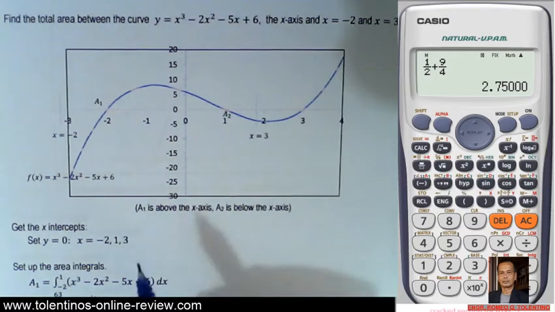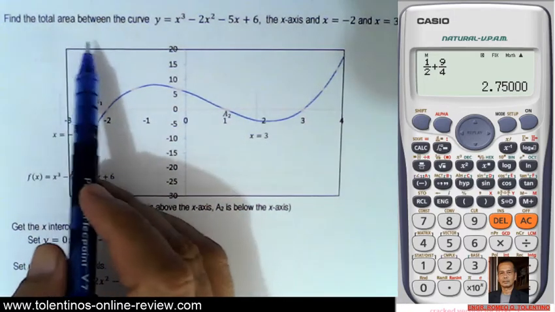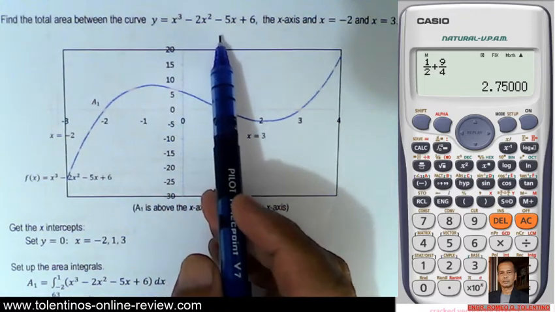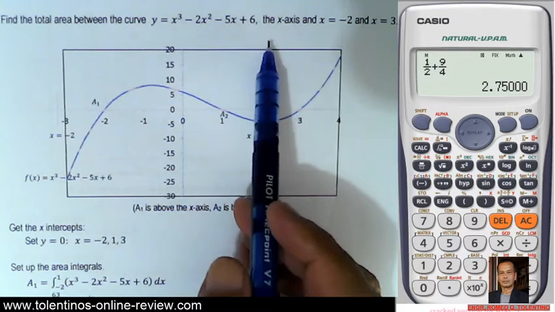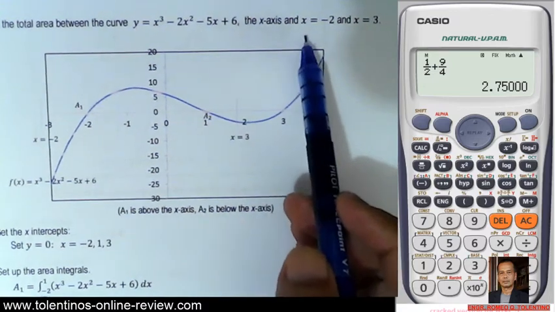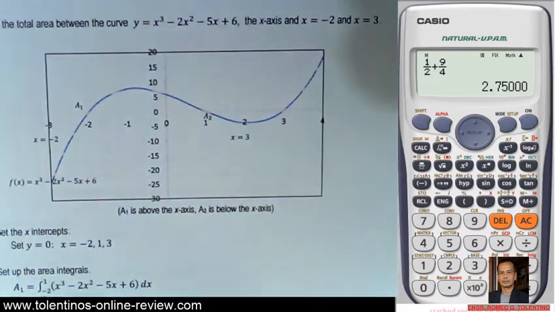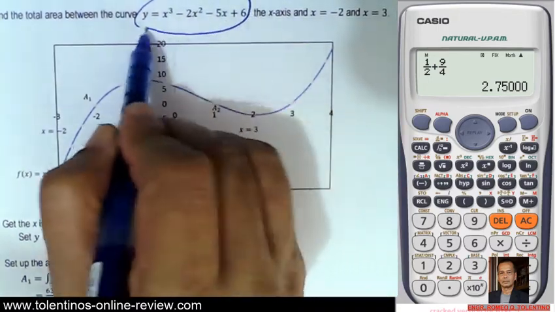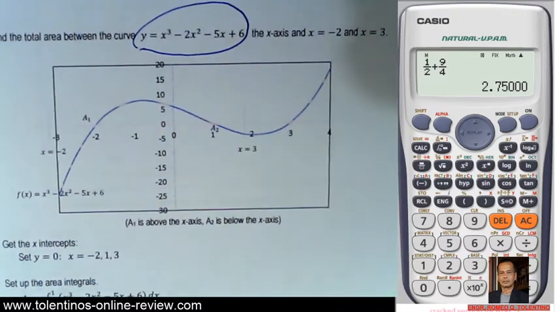Okay, this is example 2 from your book. Find the total area between the curve y is x cubed minus 2x squared minus 5x plus 6, the x-axis, and the lines x is negative 2 and x is 3. Your problem is how to plot this. Okay, now let's take advantage of your calculator.